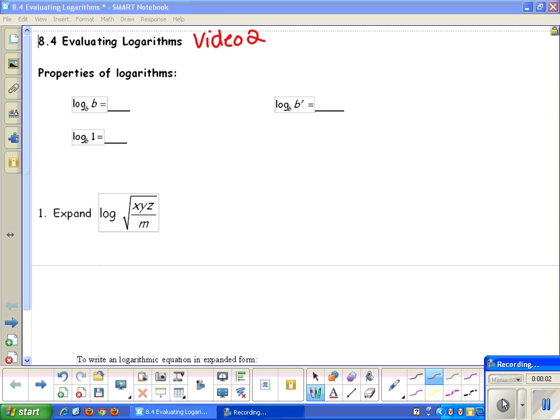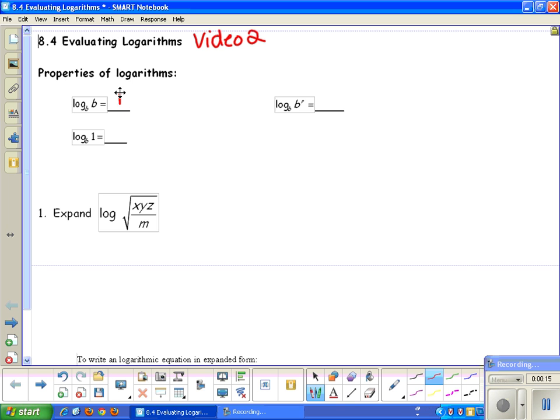Section 8.4 continued. We're evaluating logarithms. So in the beginning for section 8.4, we did the properties of logarithms. So hopefully you remember that if you have the log base b of the same number b, that's equal to a value of 1. And to check, you can do exponential form. So b to the first power equals b, so that checks out.